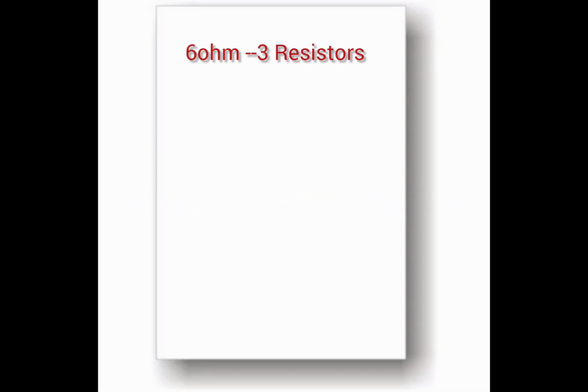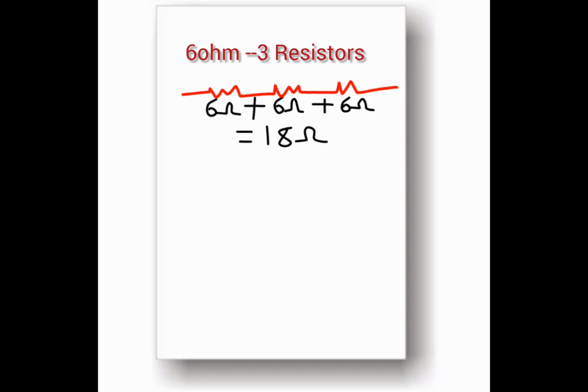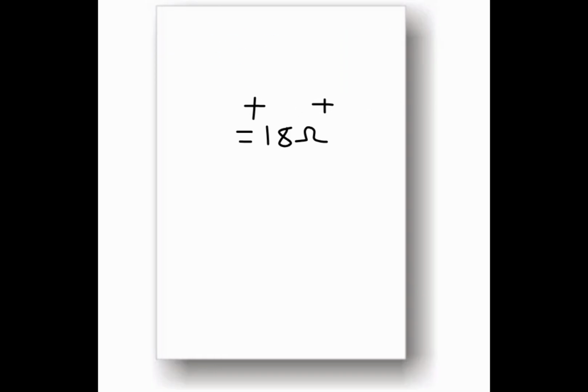So let me connect 3 resistors in series. If I connect end to end, it becomes a series combination. The given resistance value is 6 ohm for each resistor. The series combination formula you know, Rs is equal to R1 plus R2 plus R3. Let me substitute the values, 6 ohm plus 6 ohm plus 6 ohm. If I add all the 6s, I get 18 ohms. So this is incorrect. Let me connect two resistors in parallel and one in series.